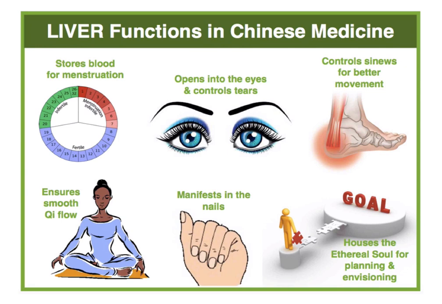It manifests on the nails, the nail color or the nail health. So if there are brittle nails or purple nails or pale nails, then we have to look at what's going on in the liver, right? So those are little clues that are going to help us in differentiating diagnosis.